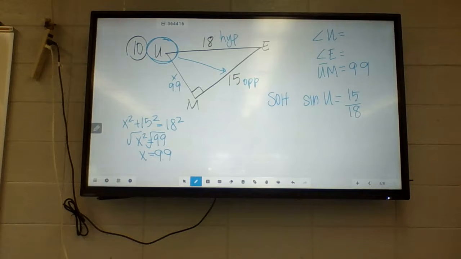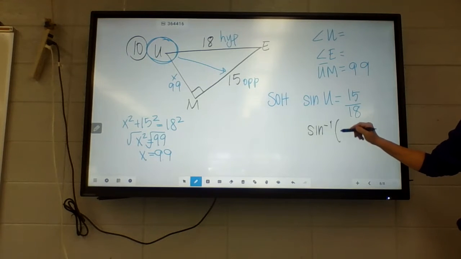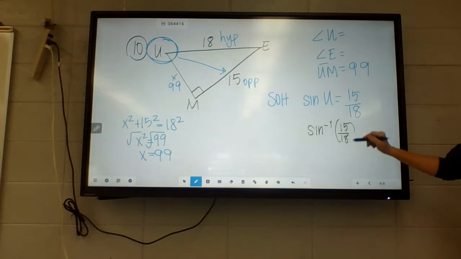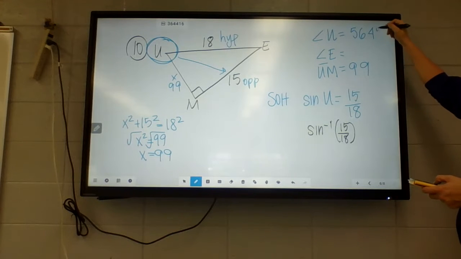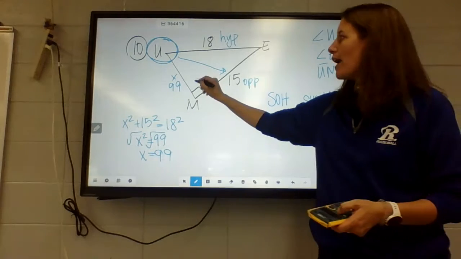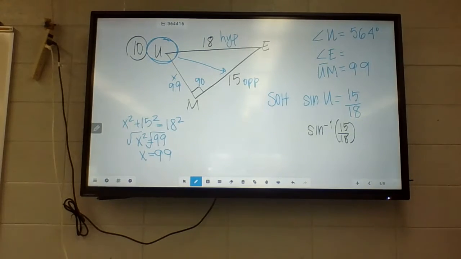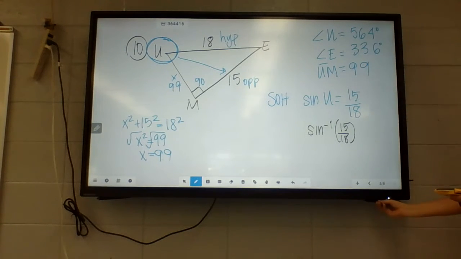And then in order to solve that, we're going to use the inverse sine. And then it'll give me the value for U, which is about 56.4 degrees. And once I know that, I'm not going to do trig because I know the angles of a triangle add up to 180. So I'm just going to take this away, and then this should be 33.6 degrees.